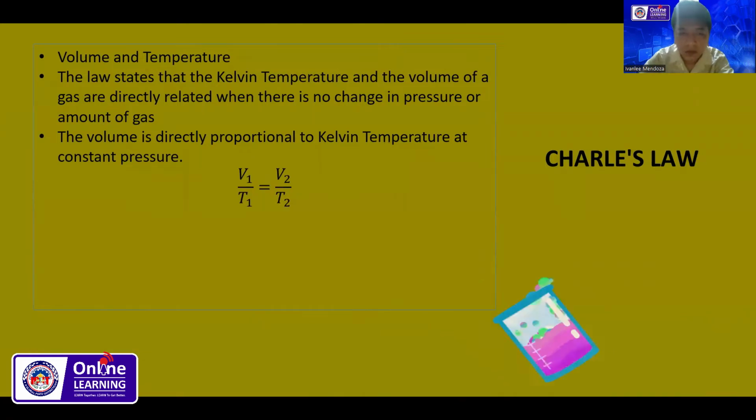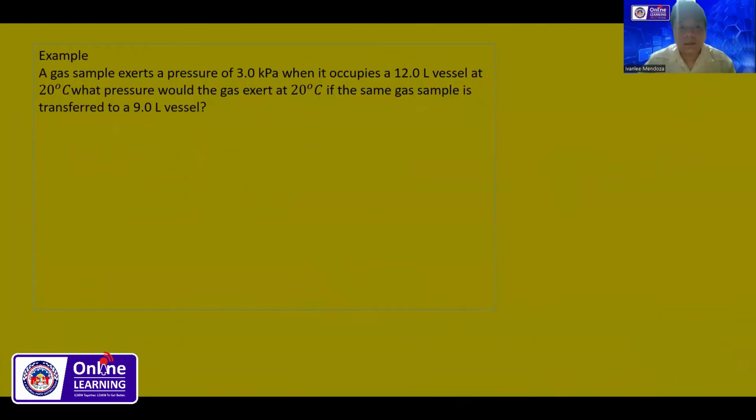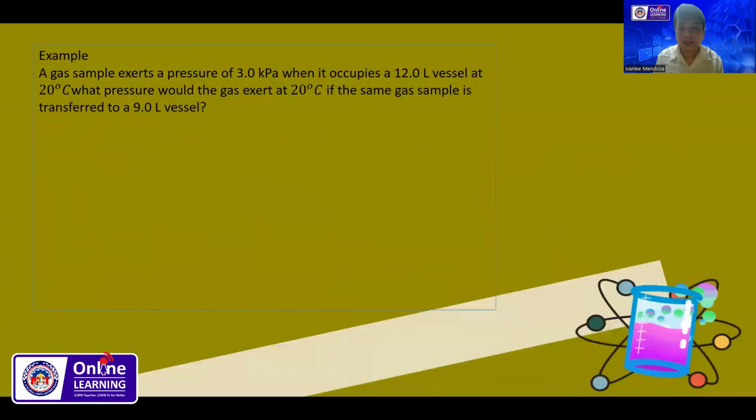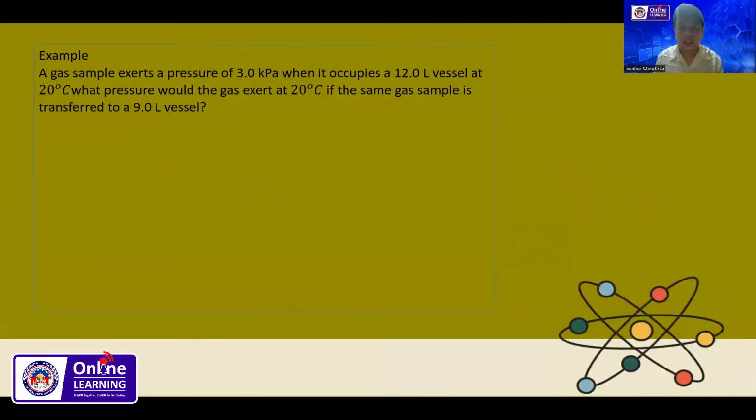Okay? Now, we have here some examples in regards to Boyle's law and Charles' law. For the first example, a gas sample exerts a pressure of 3.0 kilopascal when it occupies a 12.0 liter vessel at 20 degrees Celsius.